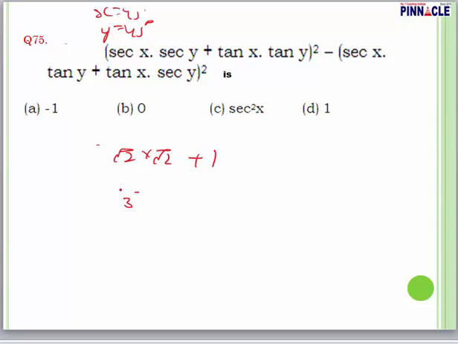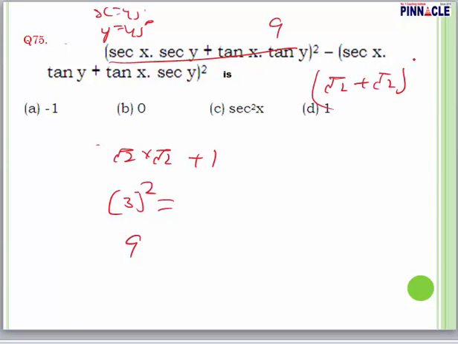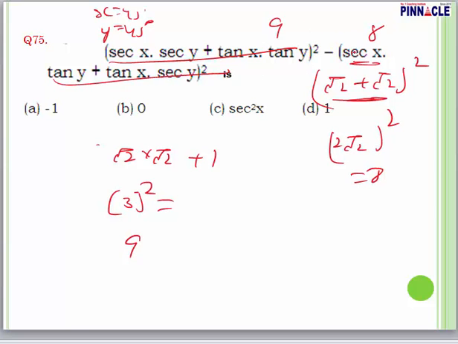So 2 plus 1, you can write here 3. Square of 3 is equal to 9. So we have 9 here in place of this. Secant x, that is root 2, into tangent y, which is 1, plus 1 into secant y, that is root 2, and whole square. In other words, 2 root 2 whole square would be equal to 8. So this is equal to 8. 9 minus 8, that is 1. So D should be the answer.